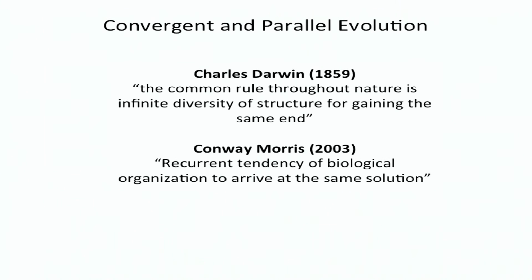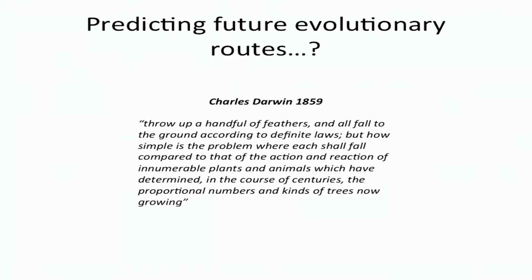Now, of course, evolutionary biologists described this 157 years ago. Charles Darwin's Origin of Species was published 157 years ago to the day yesterday. And he described this in his book. He said, the common rule throughout nature is infinite diversity of structure for gaining the same end. And essentially what we've been doing over the last 200 years is redescribing what Charles Darwin first described then. Conway Morris did it in 2003, describing the recurrent tendency of biological organization to arrive at the same solution. That's convergent evolution in species, parallel evolution as we see it in tumours.